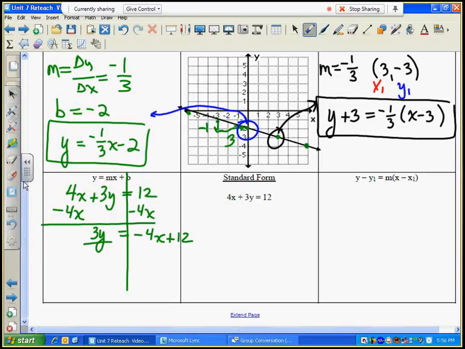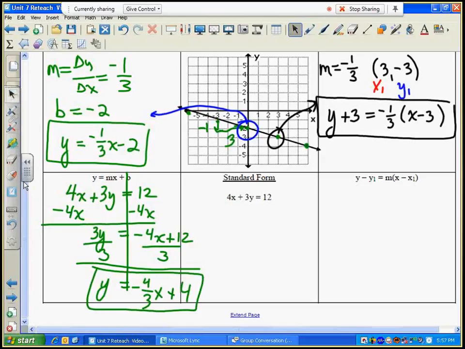Next, we divide away our 3 to get that y by itself. On the right side, we end up with two fractions, negative 4 over 3 and 12 over 3. In the first fraction, negative 4 divided by a positive 3 gives us a negative, and 4/3 can't be reduced, so we leave it as negative 4/3 x. For the second fraction, positive over positive, so that's a plus. 12 divided by 3 is 4. And there's that equation in slope-intercept form.